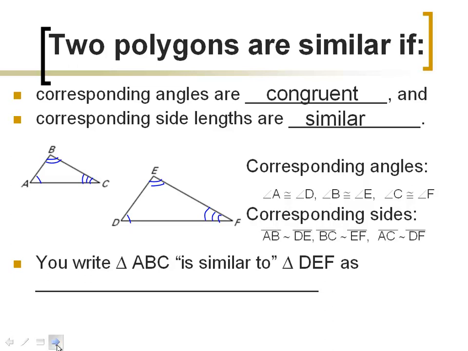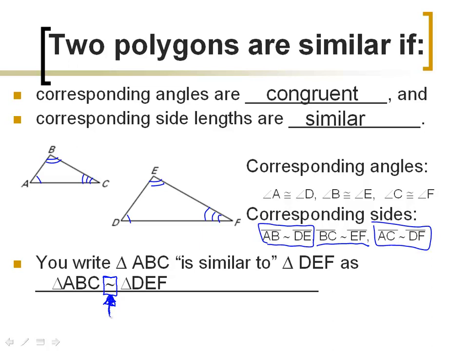The way we write similar is like this. This would say segment AB is similar to segment DE. This is segment BC is similar to segment EF. And this is segment AC is similar to segment DF. We use that kind of similar, that little wavy sign here. So we're going to write triangle ABC as similar to triangle DEF just like this. Triangle ABC is similar to, here's your similar sign. Okay, it's like just the piece that we put over the equal sign for congruent.